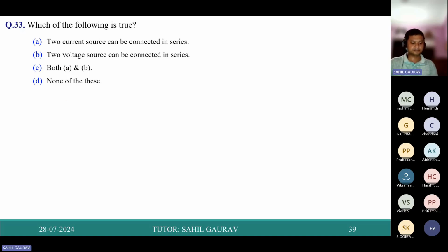Which of the following is true? Two voltage sources can be connected in series. B is the correct answer. And two current sources can be connected in parallel. A is the correct answer. And here, inductor offers infinite impedance to the DC source. This is wrong. It offers zero impedance to DC source, while capacitor offers infinite impedance to DC source. So D is the correct answer. None of this.